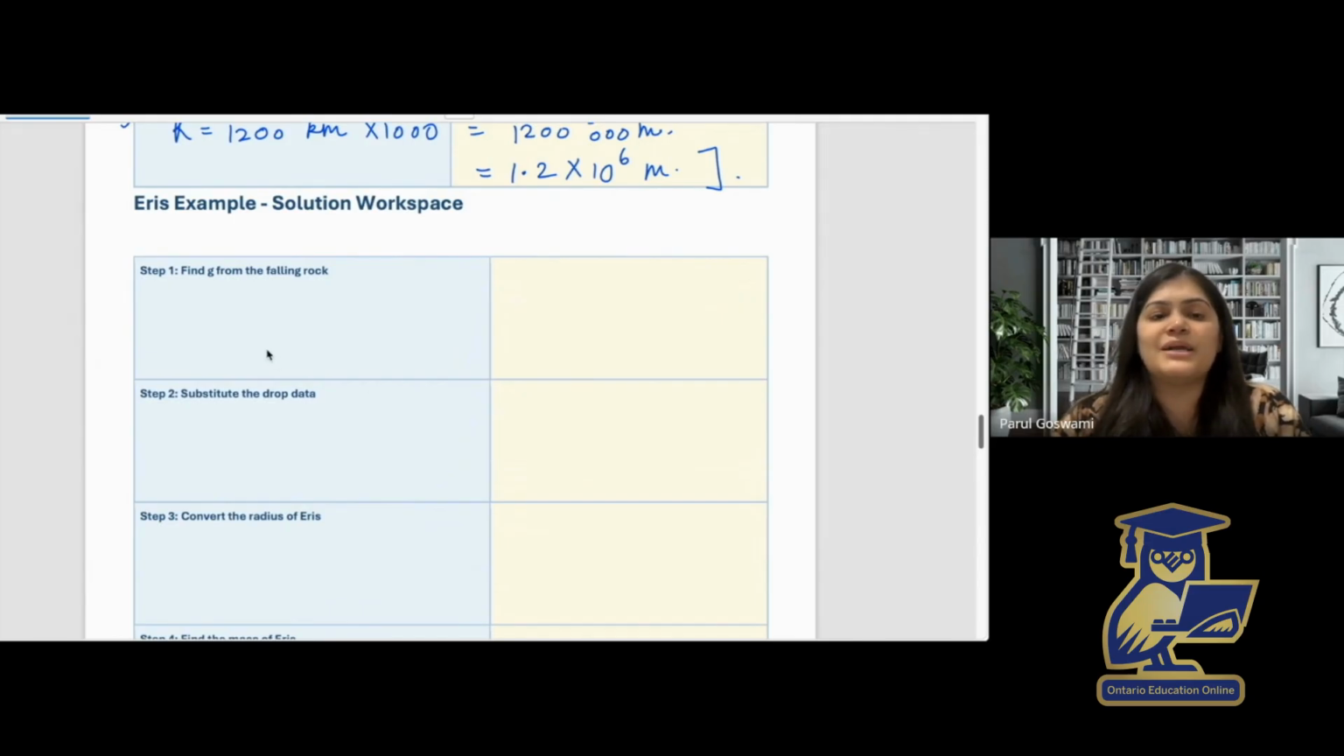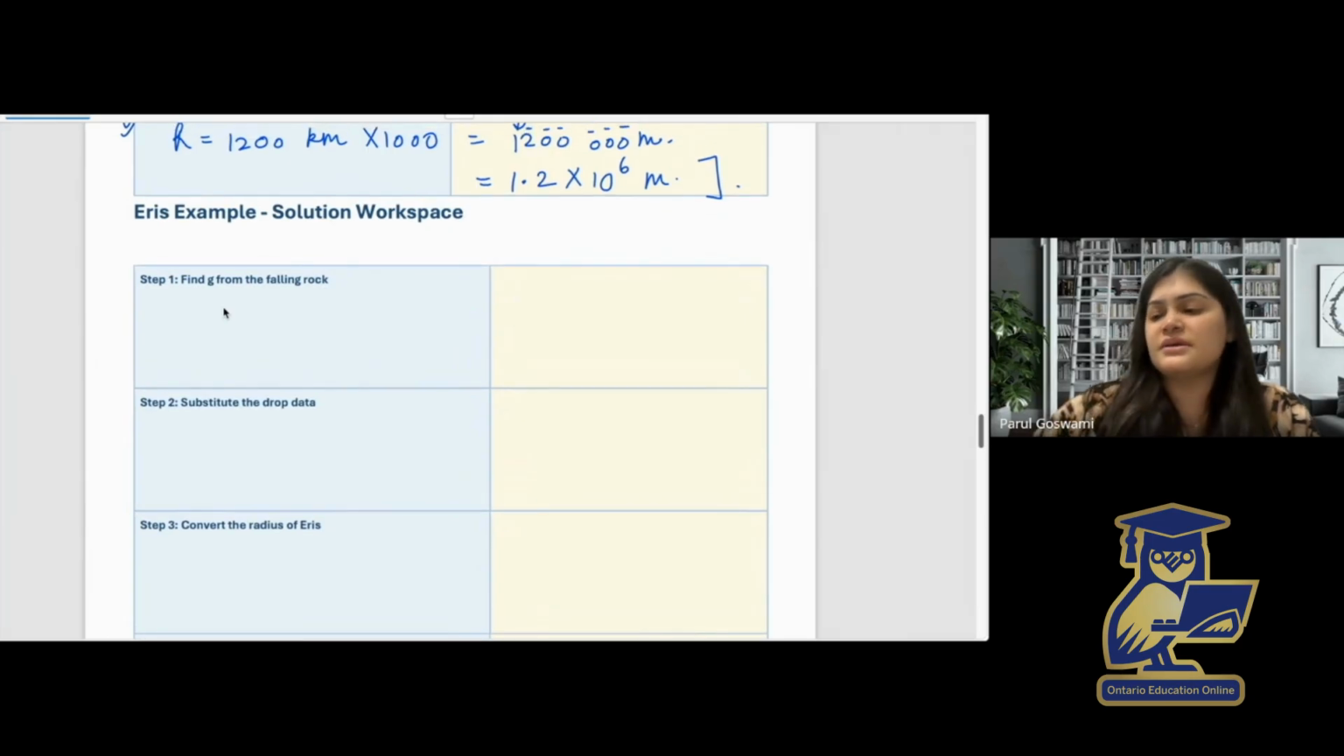First, in part A, we have to find the small g from the falling rock. And you can see that we have already determined the relation between g and capital G. So let's see if we can use that. So g is capital G, mass of the planet, in this case Eris, over the distance r square, which is already given to us. Now you can see that we do not know the mass of Eris, so we cannot use this formula. So we have to switch to kinematic equations in order to calculate the g.